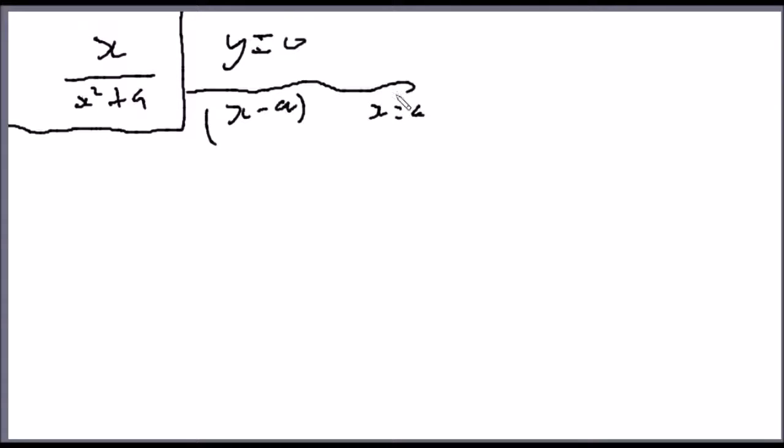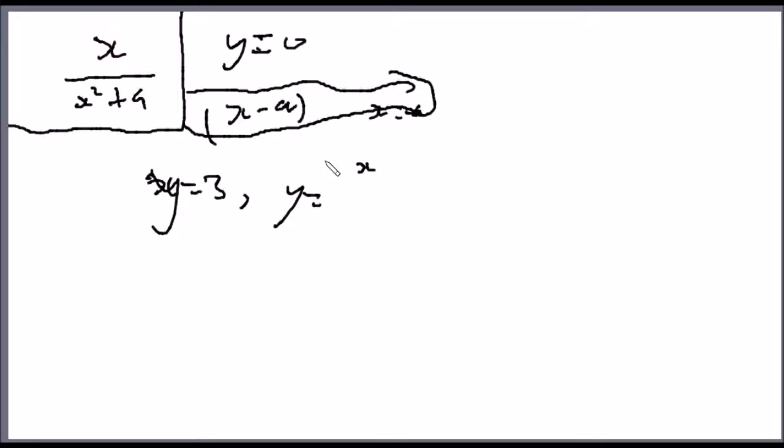Okay, alright. So just like any algebraic manipulation, you can find intersection points. So if x equals 3 and y equals x, then y is equal to 3.